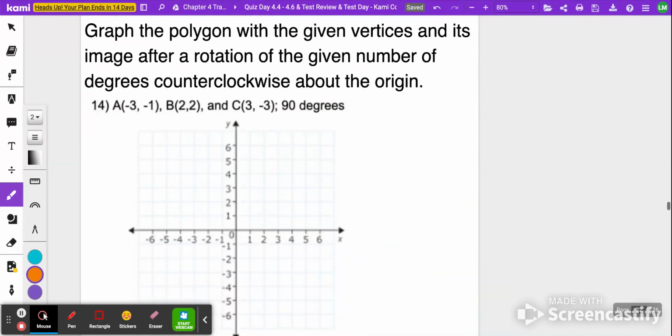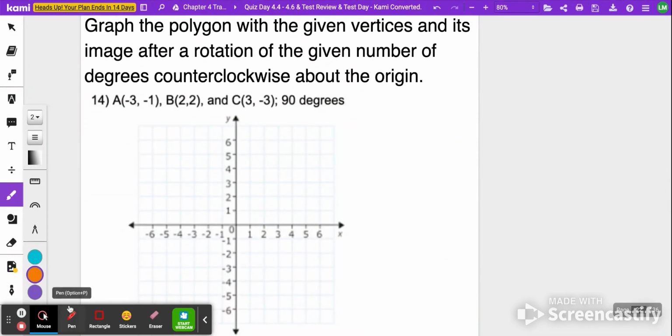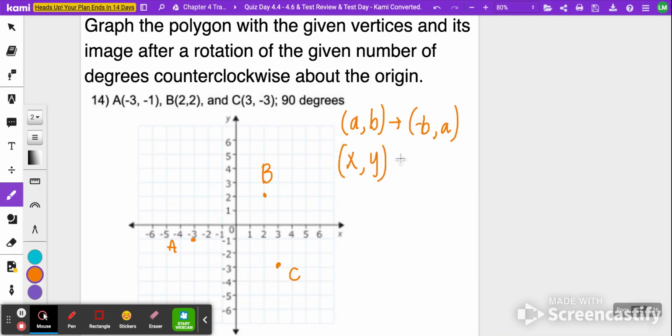Next up, we have a 90-degree rotation. So let's go ahead first and talk about our original points and where they are. -3, -1 is A, 2, 2 is B, and 3, -3 is C. A 90-degree rotation, if you remember, is where B and A switch, but this time B is changed to its negative. So if you are thinking about your X and Y values, that means Y is now going to change to its negative, where X would stay the same. So here's my original figure, ABC.